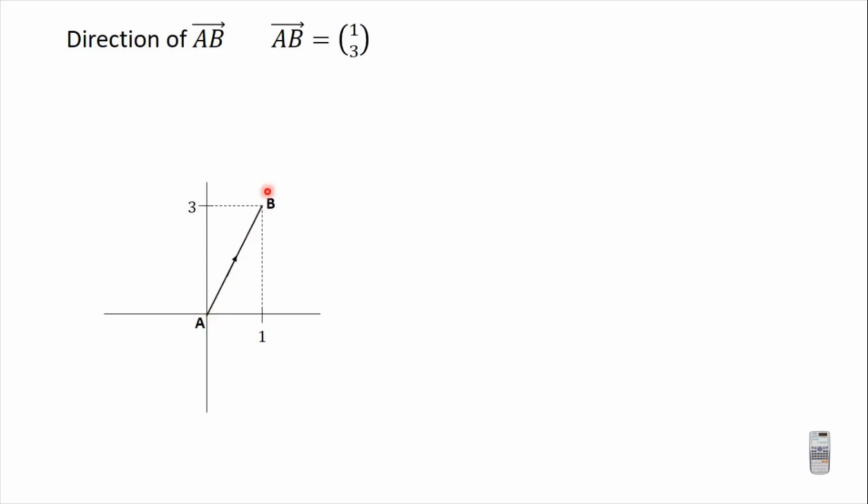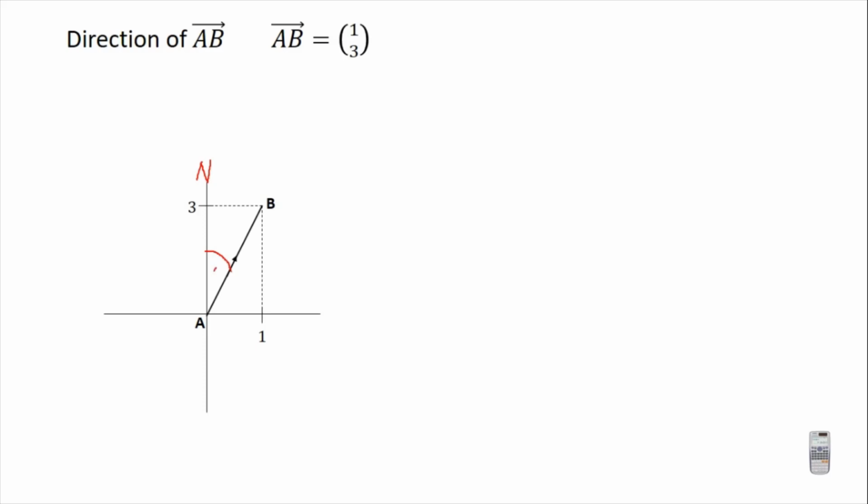So AB, so moving from A to B. Okay, now how do we find the direction of this vector here? We know from bearings that we take our bearings from the geographic north in the clockwise direction. On this diagram here, this is our geographic north. So we are going to take the bearing from this geographic north onto the line or onto the vector AB. So the line joining A to B.